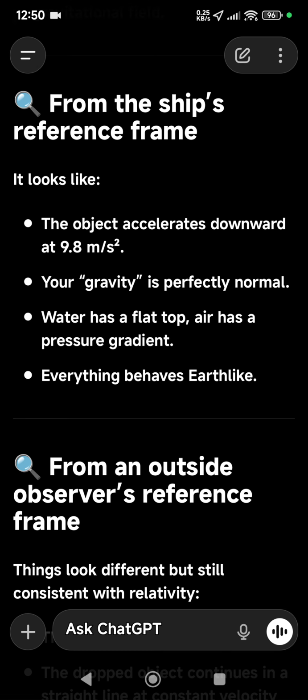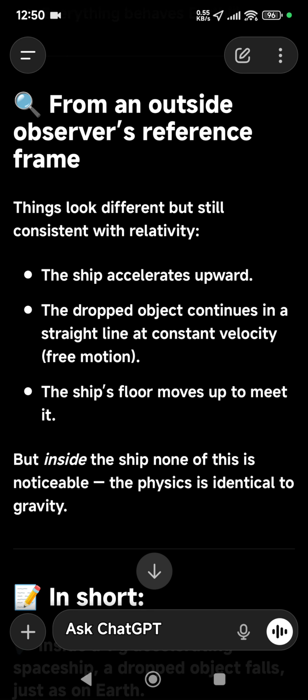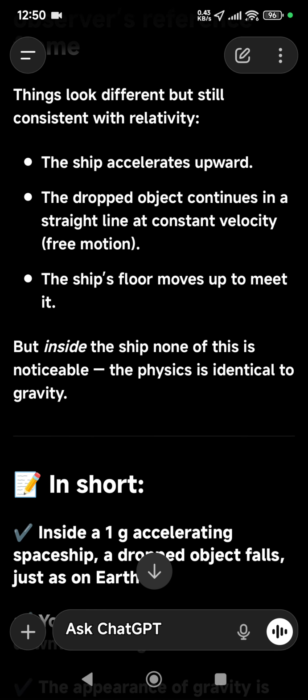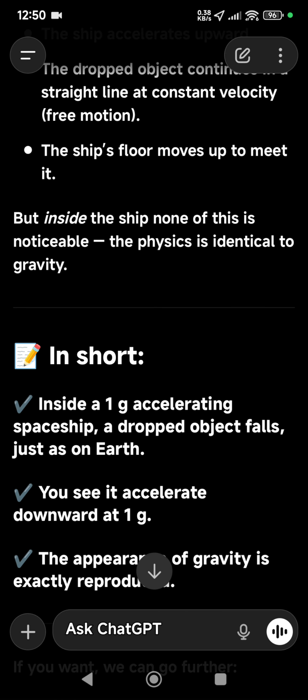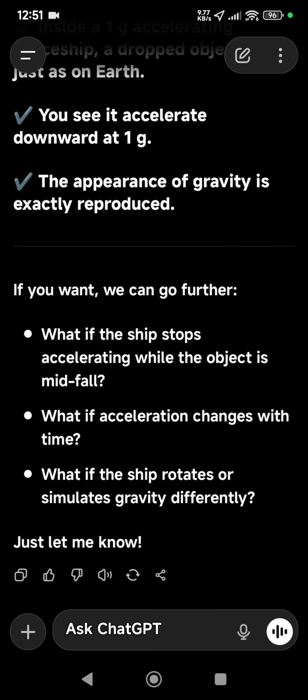Water has a flat top, air has a pressure gradient. Everything behaves Earth-like. From an outside observer's reference frame, things look different, but still consistent with relativity. The ship accelerates upward, and the dropped object continues in a straight line at constant velocity, free motion. The ship's floor moves up to meet it. But inside the ship, none of this is noticeable. The physics is identical to gravity. In short, inside a 1g accelerating spaceship, a dropped object falls just as on Earth. You see it accelerate downward at 1g. The appearance of gravity is exactly reproduced.